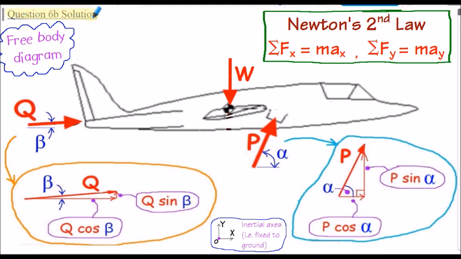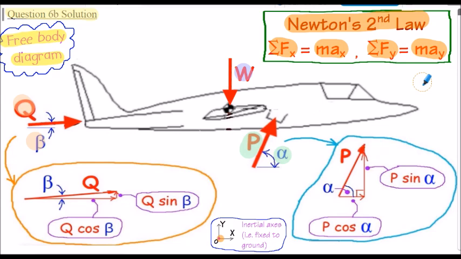So question 6b solution. Here's my free body diagram showing all the forces acting on the body. Here's our thrust P, angle alpha, thrust Q, angle beta, and of course we need to consider the weight force, which acts vertically down, symbol W here. If we were to apply Newton's second law directly, which we could, assuming some inertial axes here, then we would simply summate all the horizontal components and equate them to mass times the acceleration in the horizontal direction, and then we summate the vertical components and equate them to mass times the acceleration in the vertical direction. And we could do that. That's a method we could use here and would be perfectly adequate for this particular problem to find the resulting accelerations.